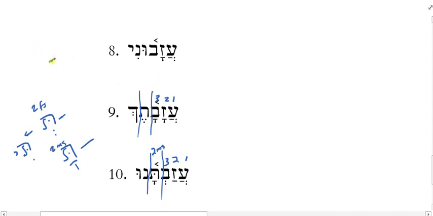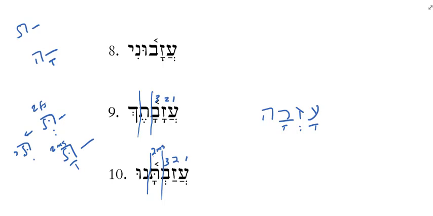Yes, what happens to the qamets hey ending on 3fs perfect verbs? They become at, don't they? Okay, so what I would have seen is something like this. Azav would have been azava for she, third feminine singular. What does azav mean? Yeah, she forsook, abandoned. Okay, I've got to change that to a patach tav. That would become azavat.